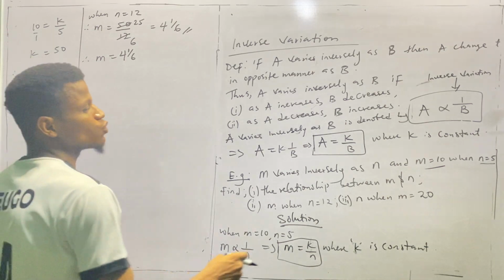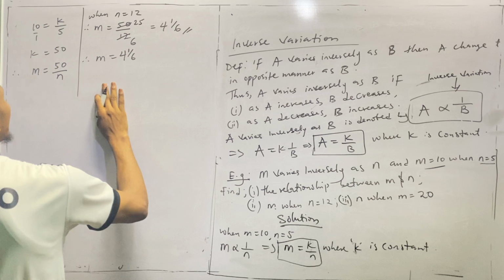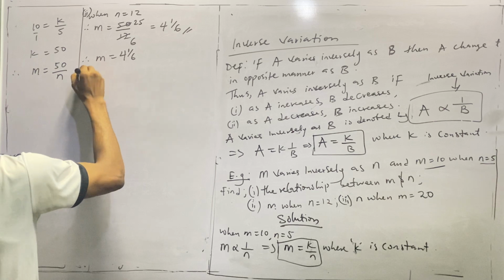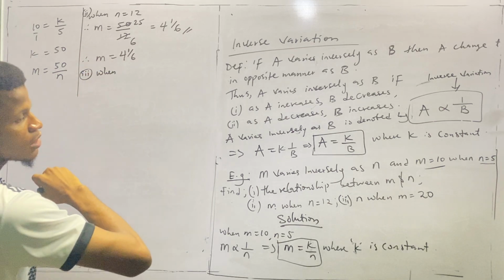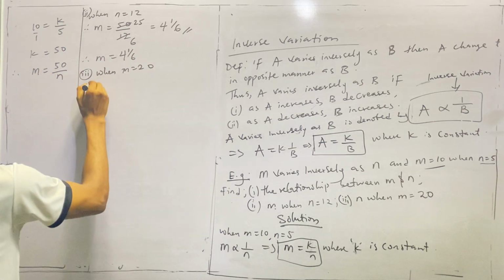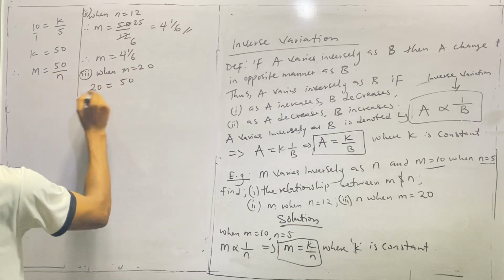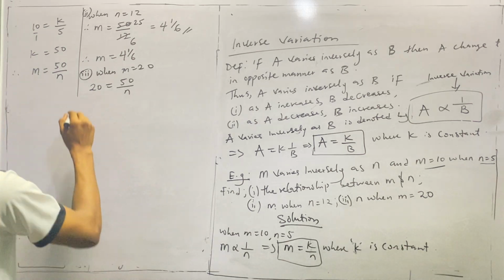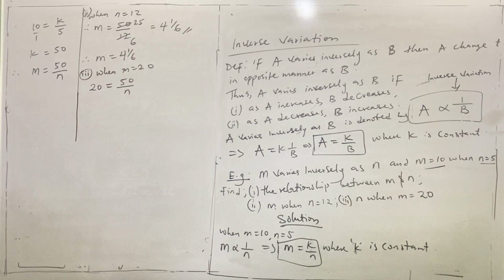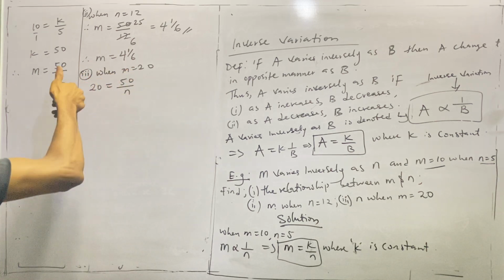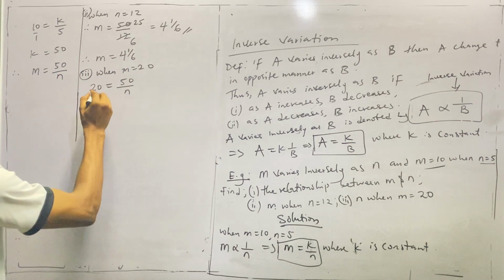The other question says find n when m is 20. So we have 20 equals 50 over n, from the equation. At this point, you can use any method of your choice to solve the problem. You can cross multiply and still get the same result, or you can switch the fractions, do 20 over 1 and switch them, then multiply both sides by 50. Okay, so let's do cross multiplication.